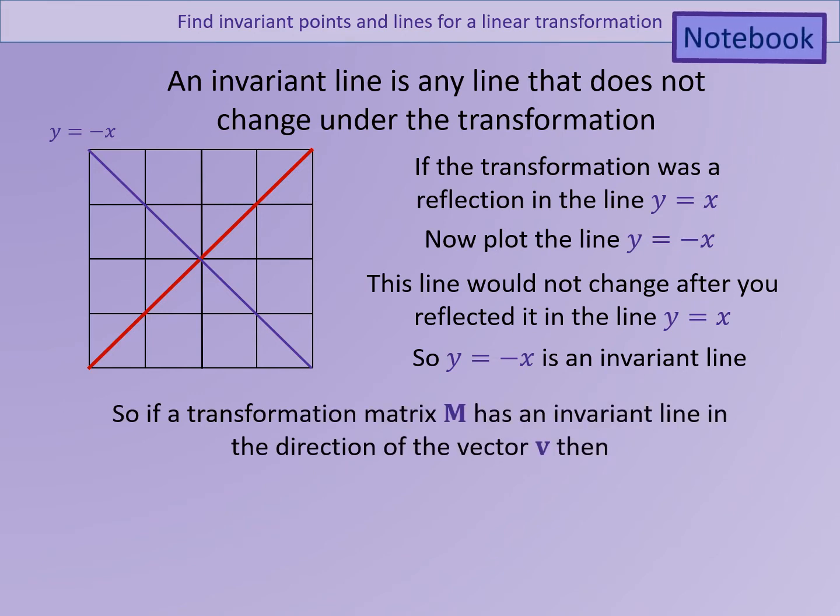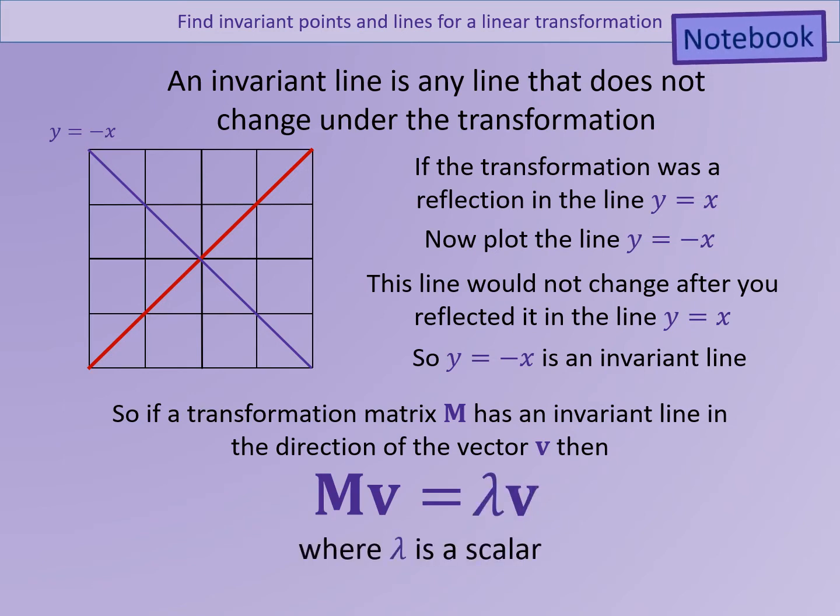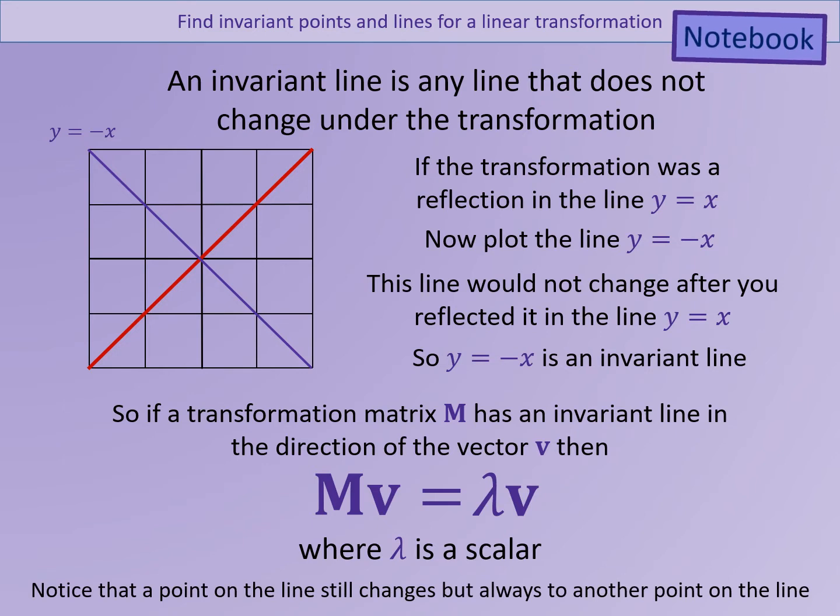Okay, so a transformation matrix M has an invariant line in the direction of a particular vector v if Mv equals lambda v, so some kind of multiple of v. In other words, the actual direction doesn't change, but the multiple of the direction might change a bit. Any point along that line changes, but it might move to another point on the line. So for example, this point here is being mapped onto that point there.